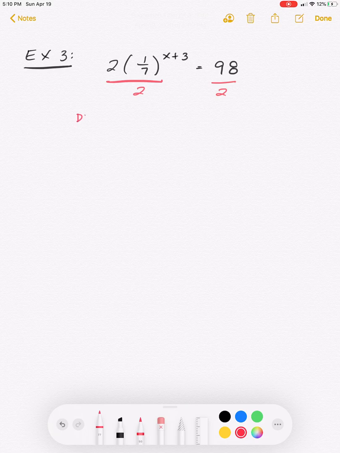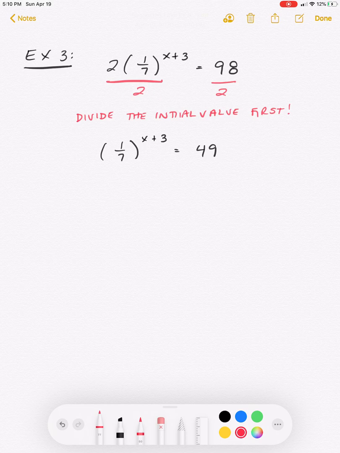In fact, I'm going to make you a note. Divide the initial value first, okay? I'm making a note. It's one of those things where we get it in the notes and then we go to the homework and we forget that I said it. Divide the initial value first. So what I actually get is 1/7 to the x plus 3 power is equal to 49. That looks more like it because now I can see a connection between 7 and 49.